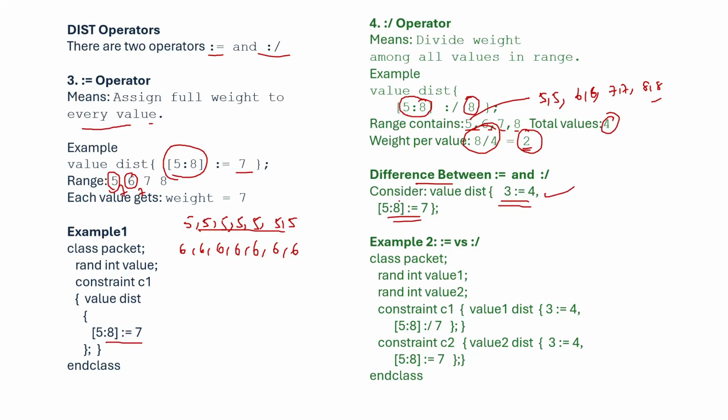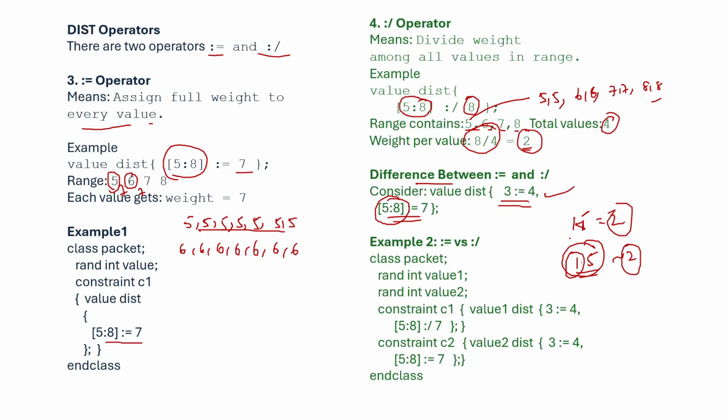Here again, 7 divided by 3. Again, it's a decimal. If it is a decimal, it will consider the approximate integer value. Suppose 1.5 times means approximately 2 times. It will take an approximate value of 2, or it will take 1 only, depending upon the simulation.